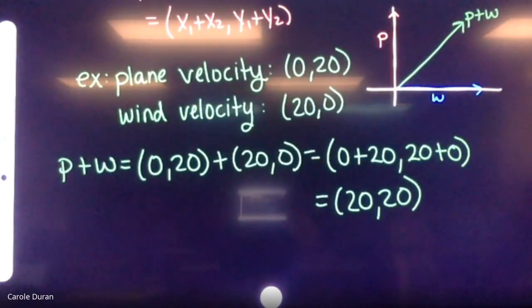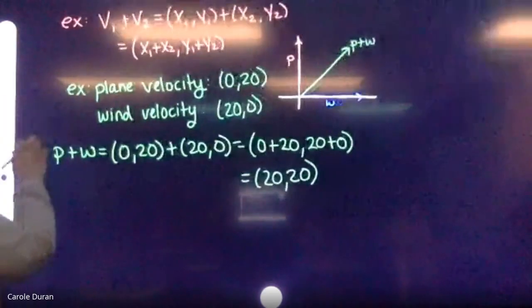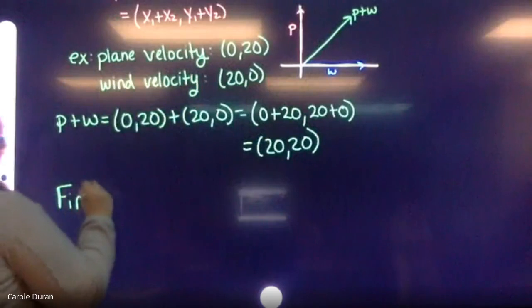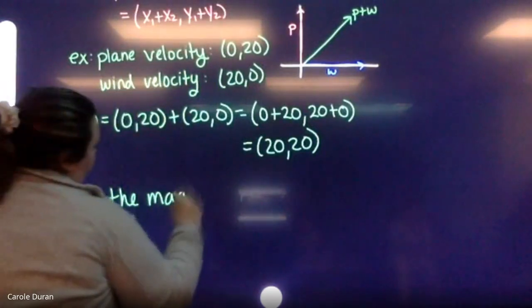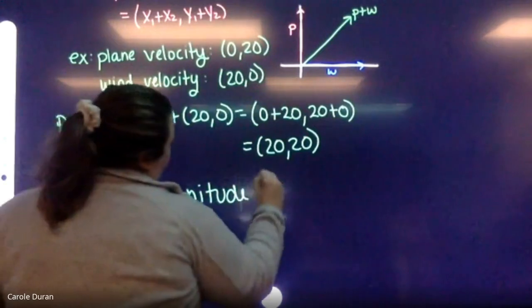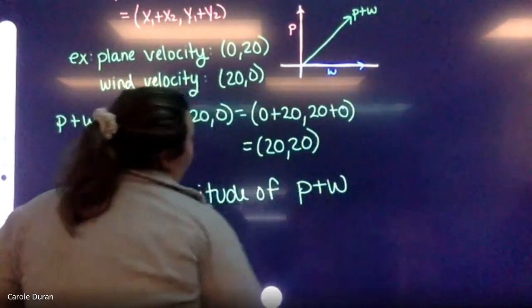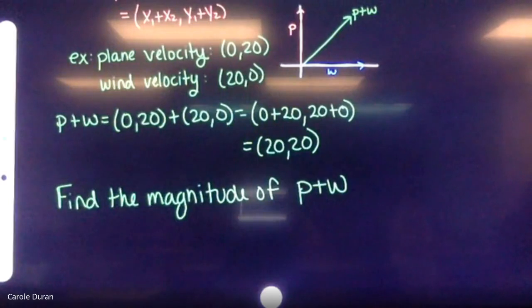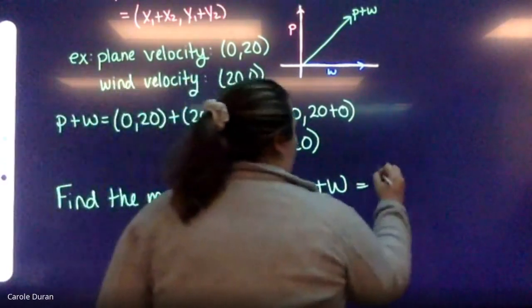Way complicated. So now what I want to do is find the magnitude of that plane plus wind vector. What do I have to know in order to calculate the magnitude? The points, right? So what are the coordinates at which my vector ends for this? 20, 20.